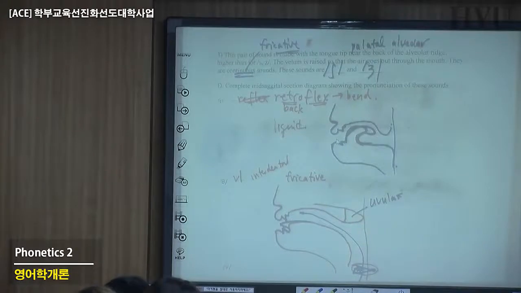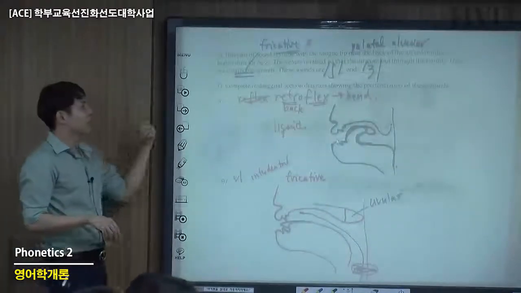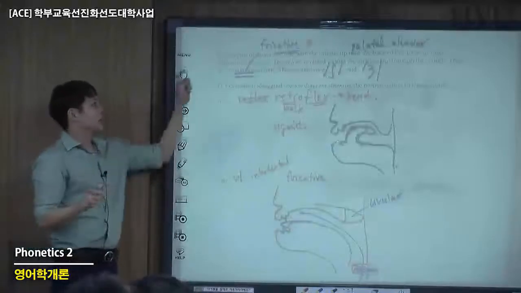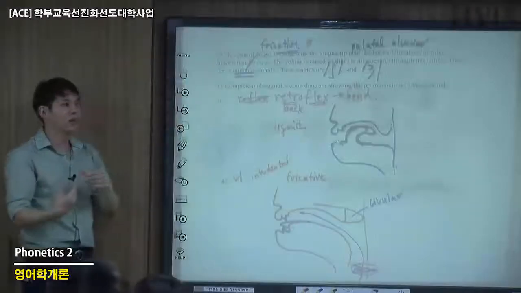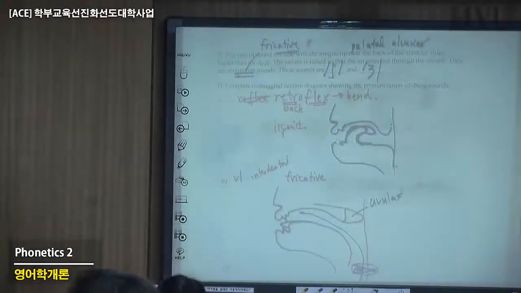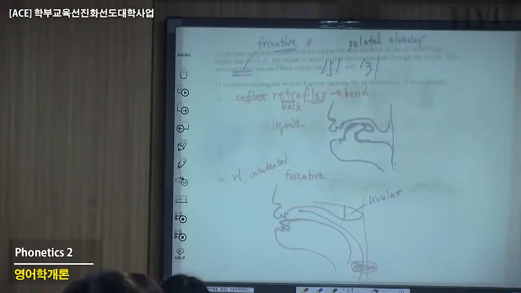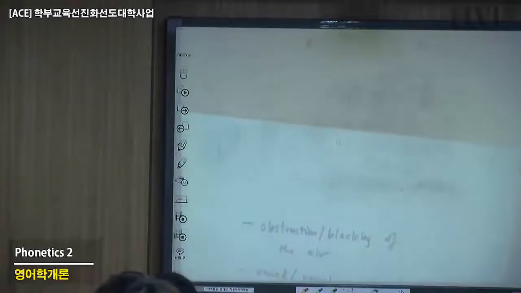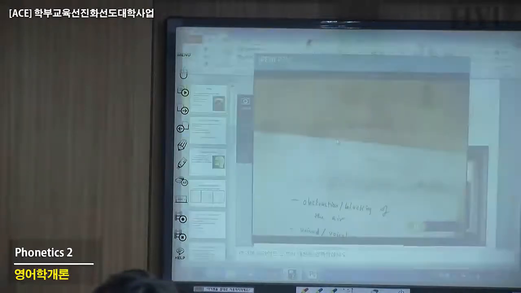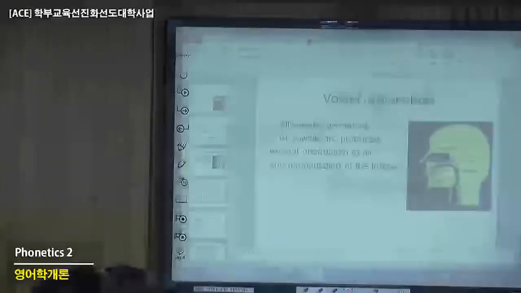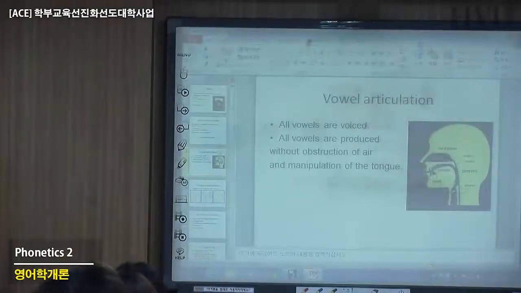So the test will be like this. Sometimes I give you the symbol, you give me the description. Sometimes I give you the description, you give me the symbol. And sometimes I ask you to draw the diagram for sound production. Okay? Now, we are done with the review. Today we'll go on and talk about a different thing, which is vowels.